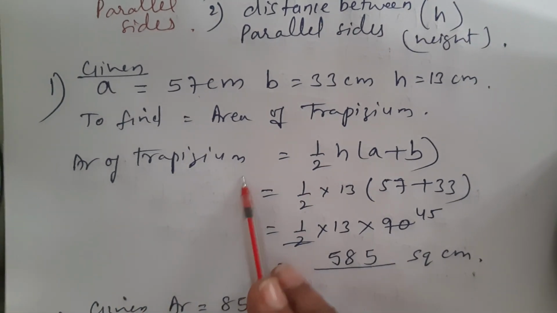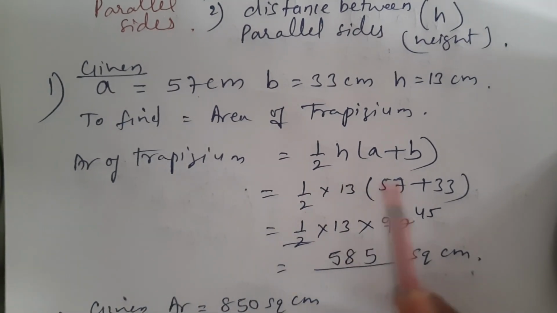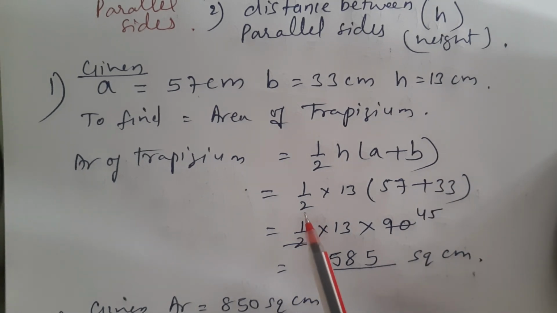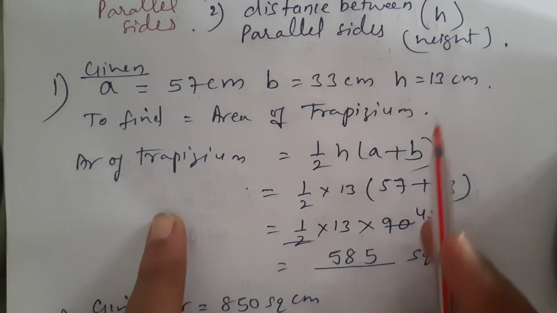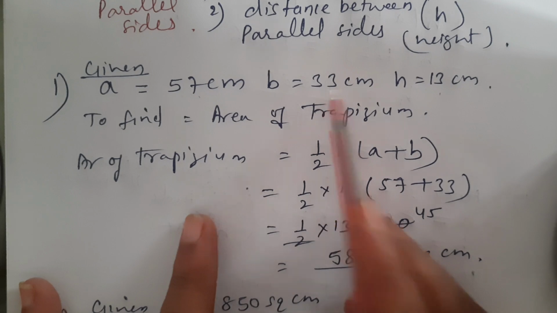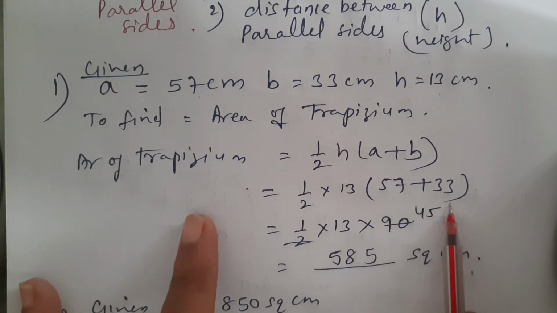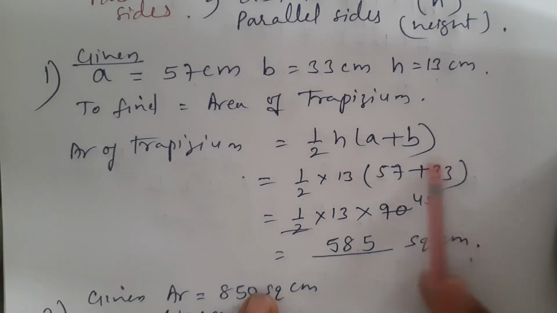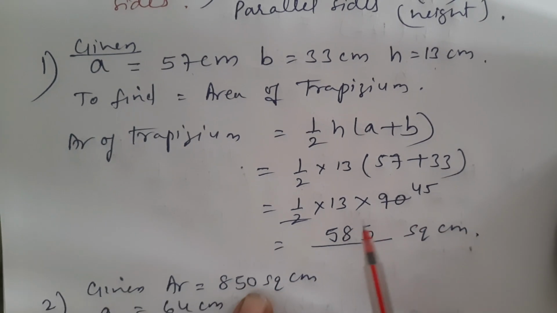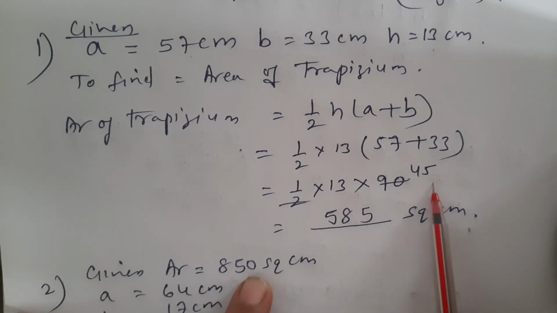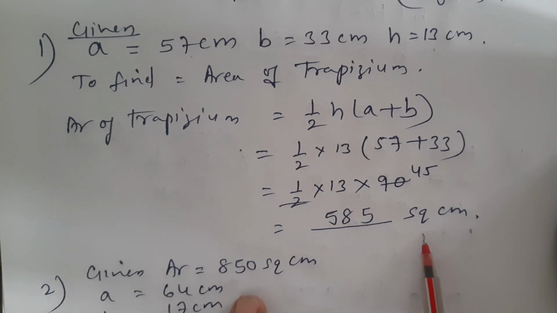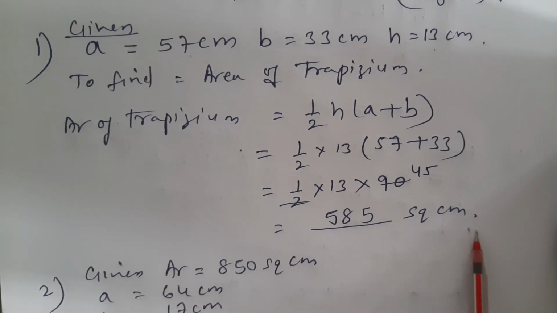Now the area of the trapezium formula is half h times the sum of parallel sides, that is a plus b. Put all the values in their respective places. Half, height is 13, so replace h by 13, and replace a by 57 and b by 33. When we add 57 and 33, we get 90; cancel it with the 2. We are left with 13 and 45; multiply them, so our final answer is 585. As we are finding area, the unit is square centimeter. So this is our first question.